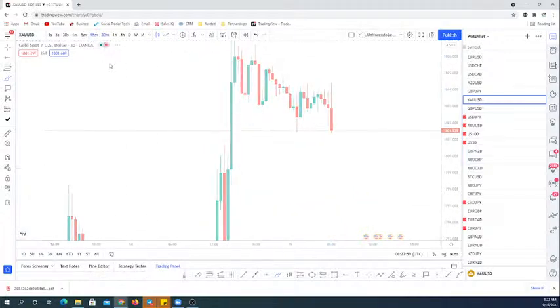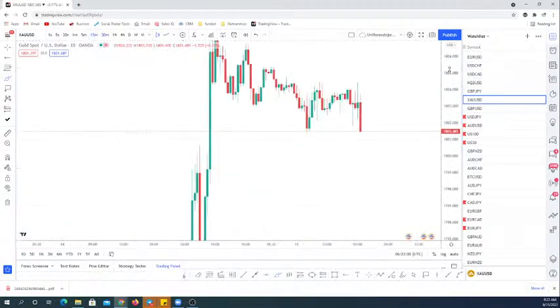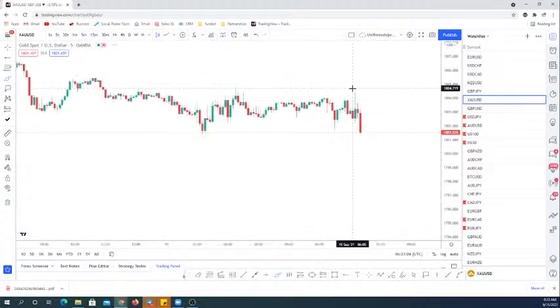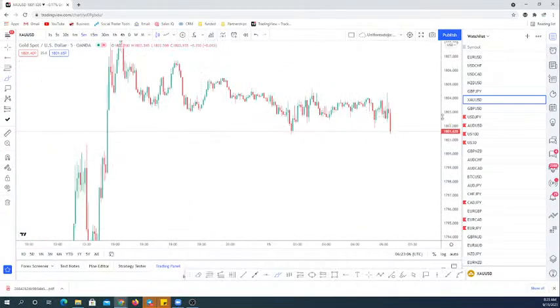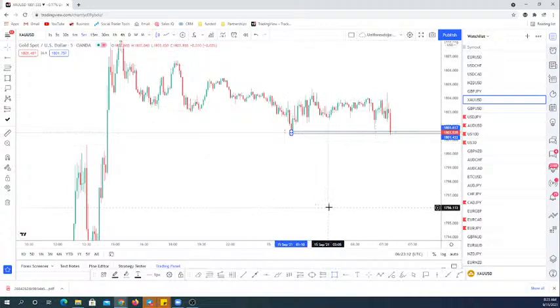It's not as neat. Dropping to the 15, also not as neat, and then dropping lower. So it is a bit of a range. If you do want to trade the range, then you can basically trade the old school supply and demand, which I don't really recommend.